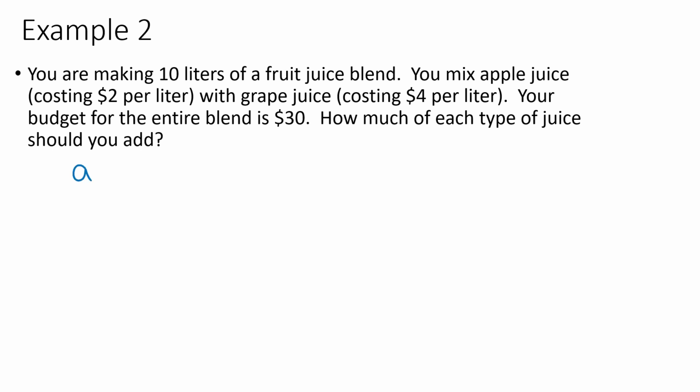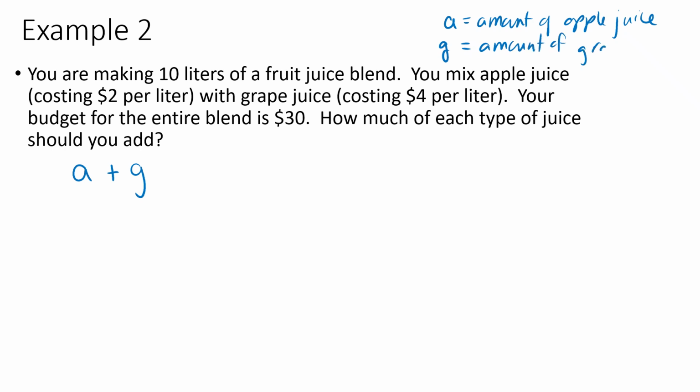I'm going to use A for apple juice and G for grape juice, and we'll make A the amount of apple juice and G the amount of grape juice. And all together, we are trying to make 10 liters. Okay, so we need 10 liters of this juice for some kind of party. The second equation is going to have to deal with the cost.